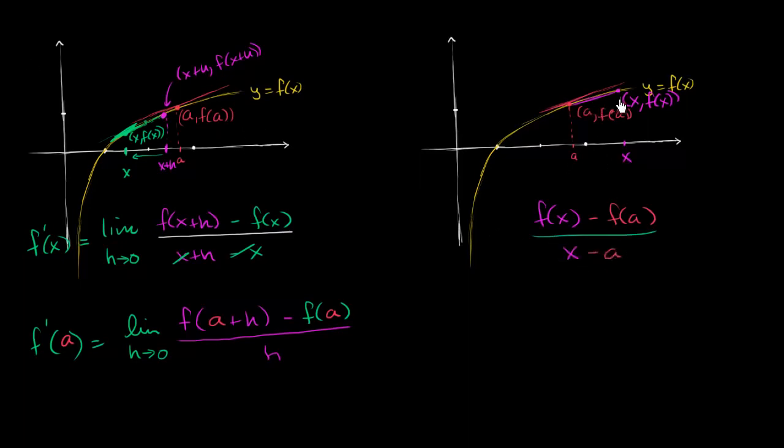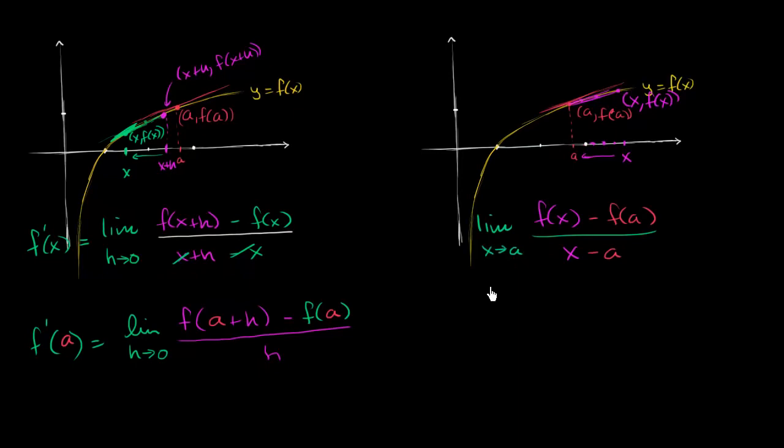Now, how can we get a better and better approximation for the slope of the tangent line here? Well, we could take the limit as x approaches a. As x gets closer and closer to a, the secant line slope is going to better and better approximate the slope of the tangent line, this tangent line that I have in red here. So we would want to take the limit as x approaches a here.